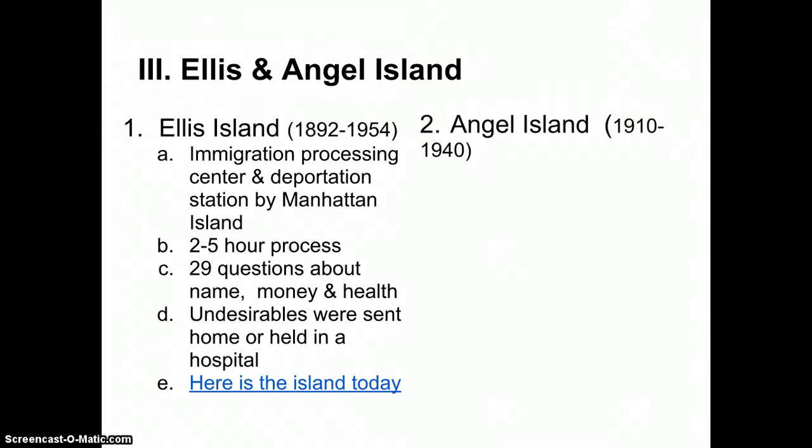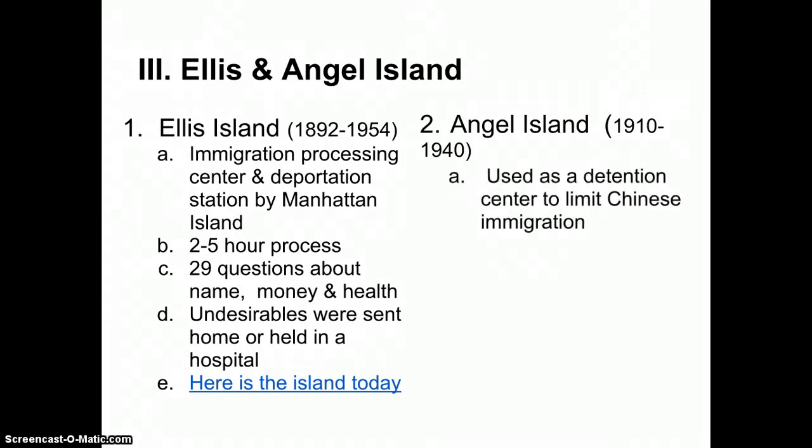Now, Ellis Island starts with an E, and most of the immigrants that came there were European, which also, by the way, starts with an E. Angel Island starts with an A, in case you couldn't tell, and most of the immigrants that came through Angel Island were from Asia, which also starts with an A. That's a good way to remember it.